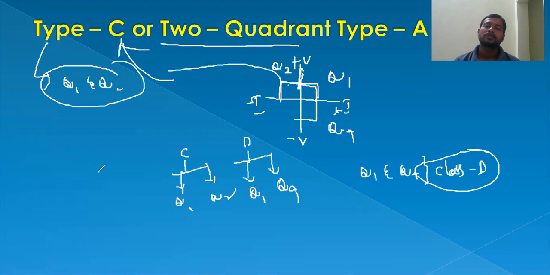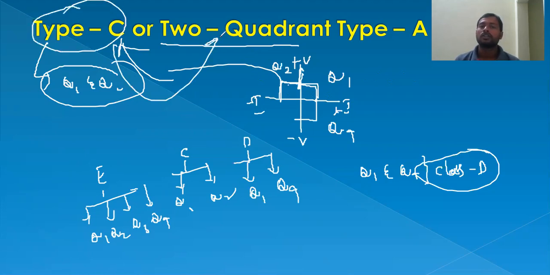If you take the next, class E is nothing but all the coordinates Q1, Q2, Q3, Q4 all together. The circuit will perform an action which represents all coordinates, called class E chopper or four coordinate chopper. So class C chopper is called a two coordinate chopper because the two coordinates are together when we perform the operation.